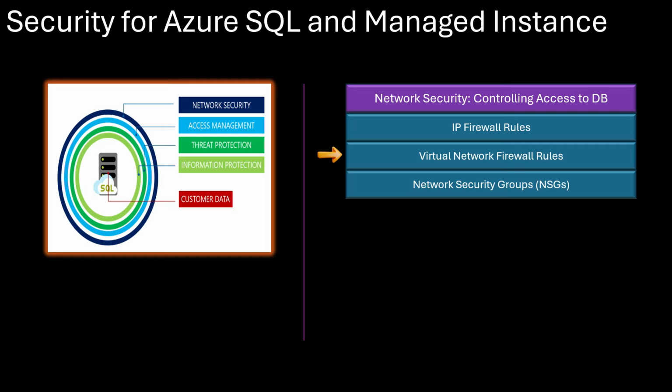Virtual network firewall rules can extend private network connectivity using service endpoints and allow only traffic from specific subnets. And network security groups can use service tags to manage outbound traffic and further restrict network access. This ensures that only trusted sources can communicate with the database.